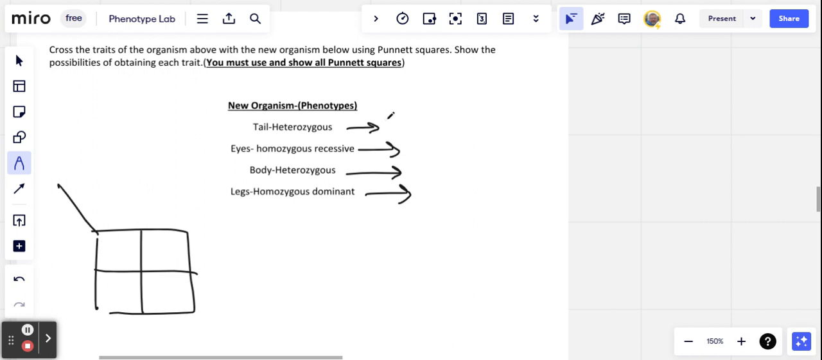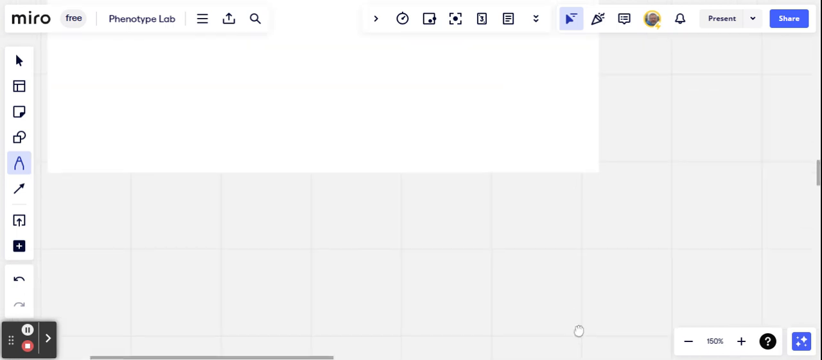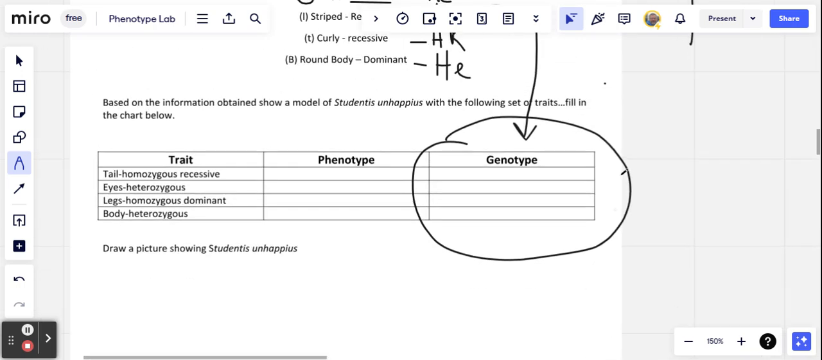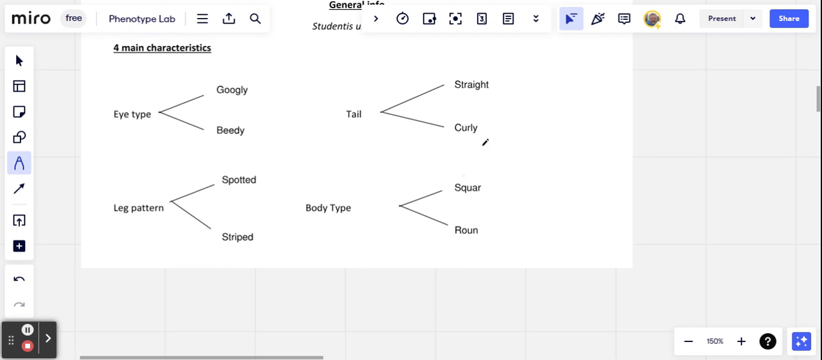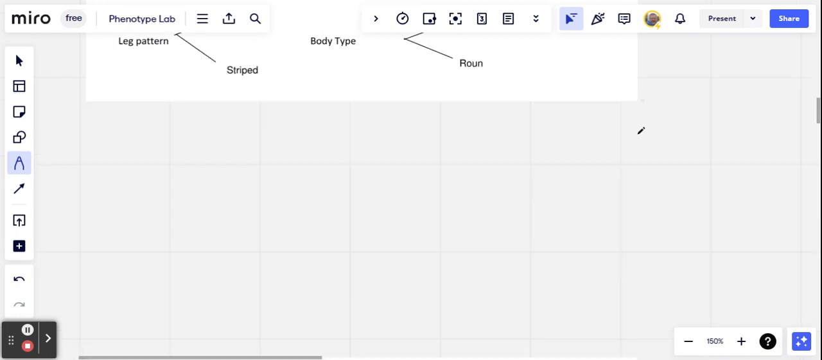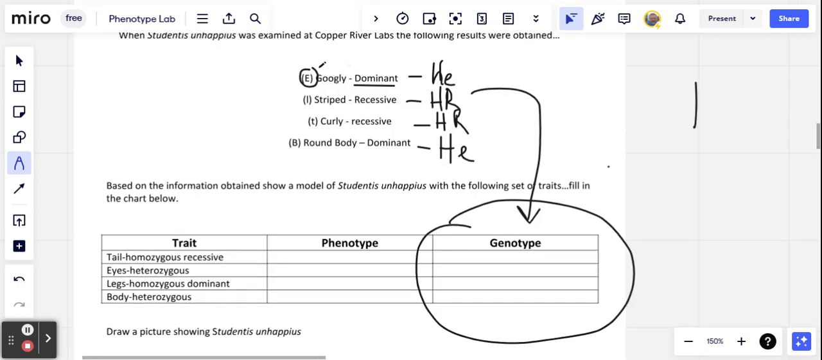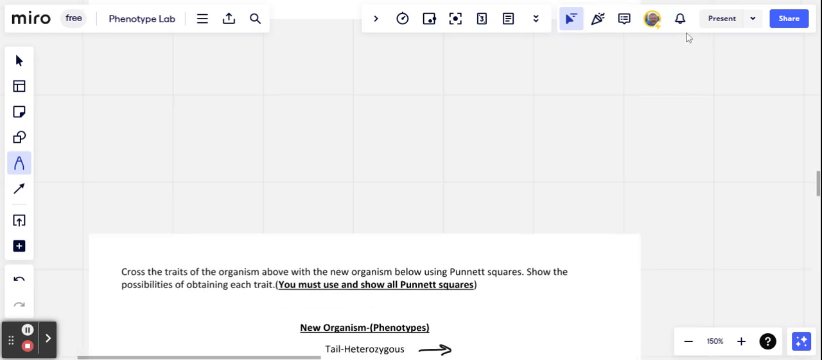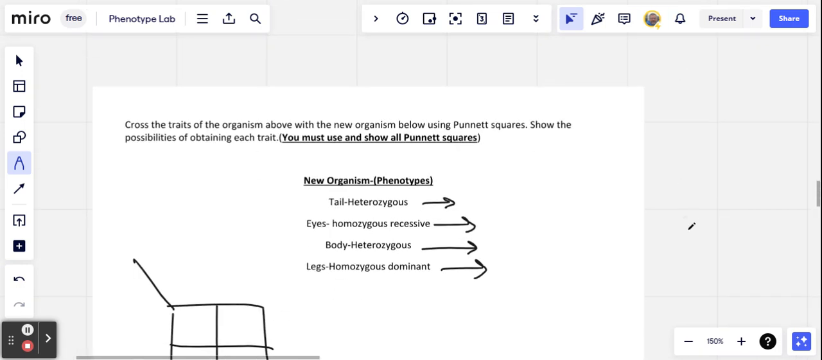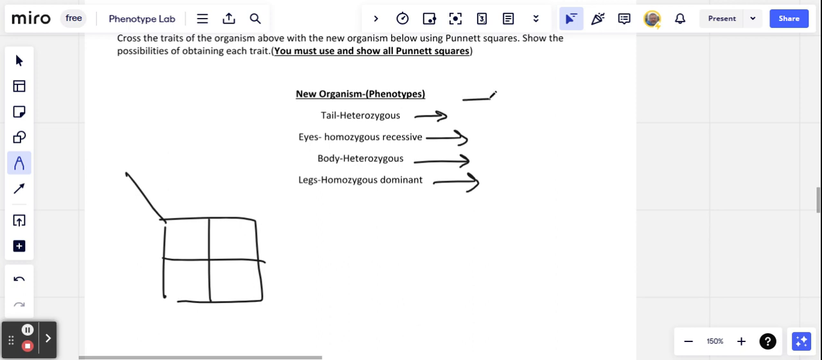So this one, we're going to do the tail. It's heterozygous, so we go back and see, the tail, straight and curly, and then it tells us here, tail, where is it? Curly tail is recessive, so it's a lowercase s, so the straight tail is dominant. It's heterozygous, so that's going to be the trait.